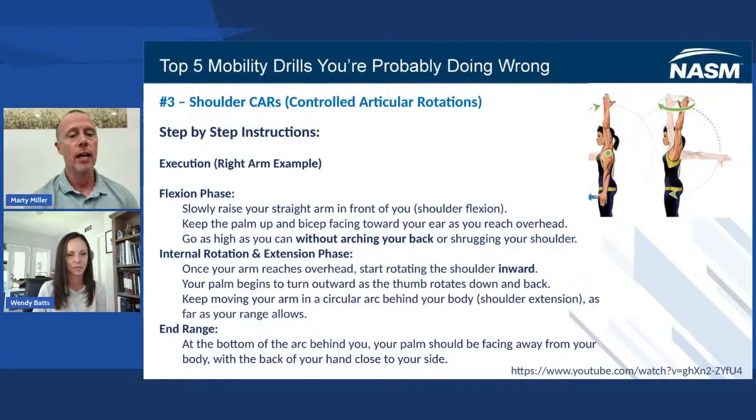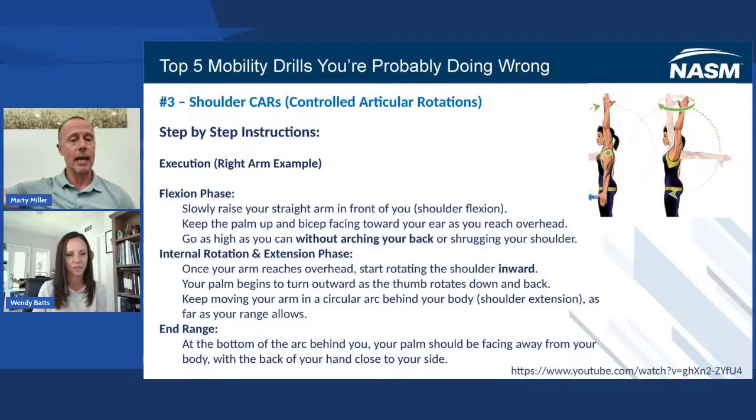You go as high as you can without arching your back or shrugging your shoulders, just like we would if we were doing overhead pressing activities. From there, now we move out of the flexion phase into internal rotation and extension. Once your arm has reached whatever your normal overhead level is without compensation, you start to rotate the shoulder back inward. Your palm begins toward the outward.